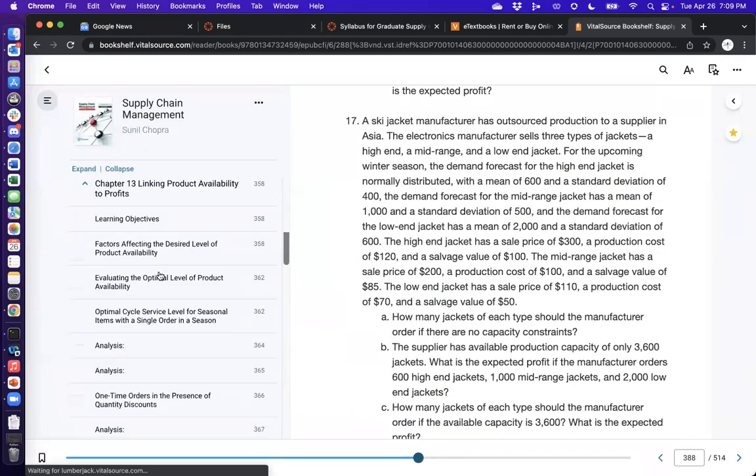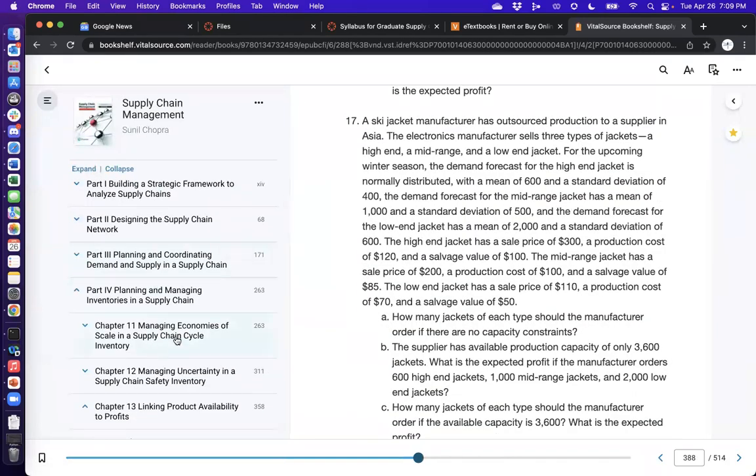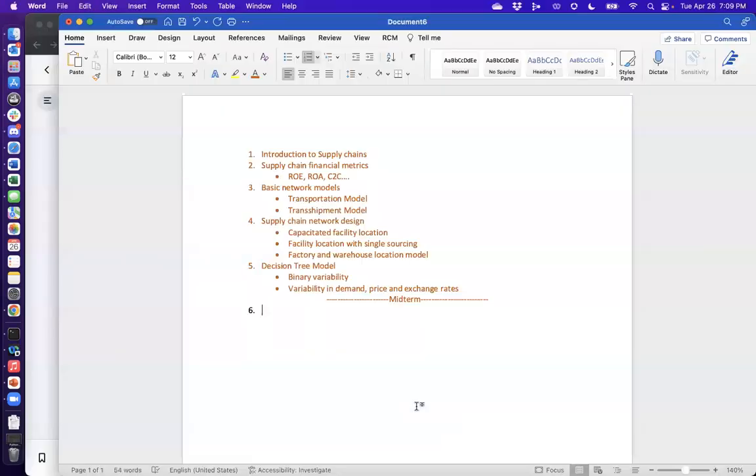So we did chapter 11 first. Chapter 11 is cycle inventories. By cycle inventory model, we mean inventory models where everything happens in cycles.